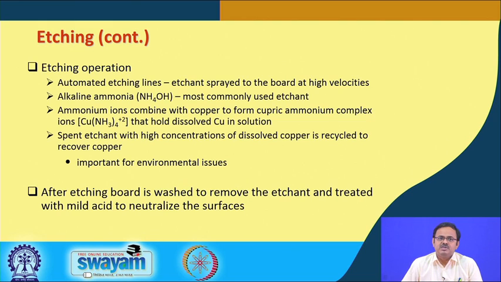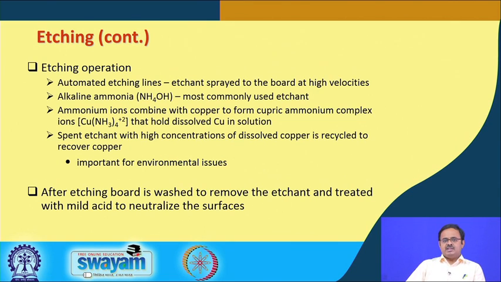Okay. So, what happens when you etch it? The ammonium ions combine with copper to form cupric ammonium complex ions, Cu(NH3)4, that hold dissolved copper in solution. So, that is how the copper is removed. The copper reacts with ammonium hydroxide and is removed.